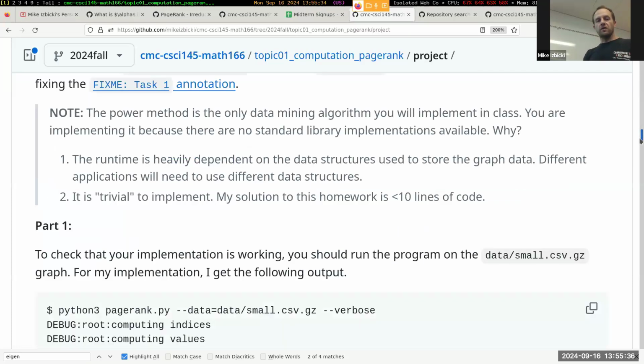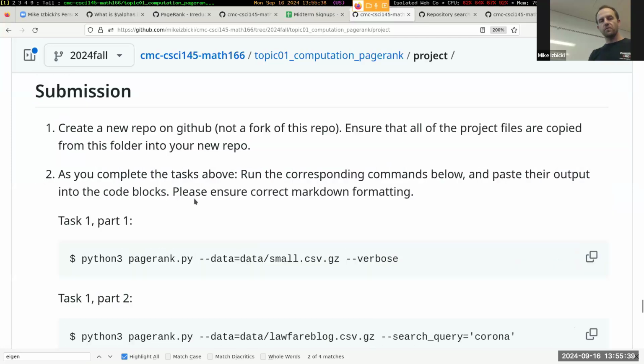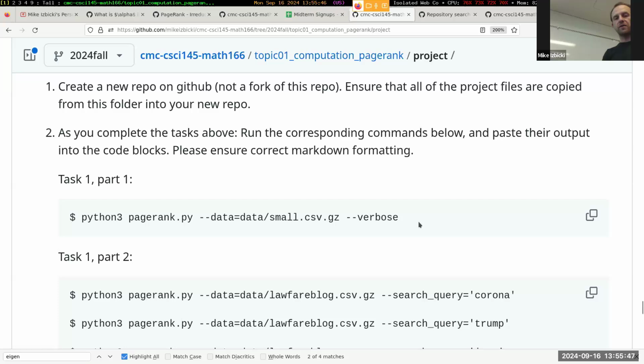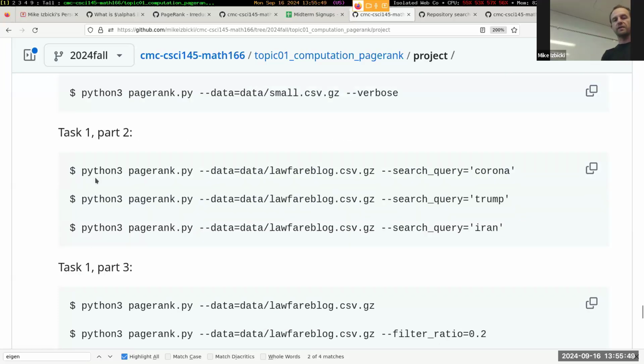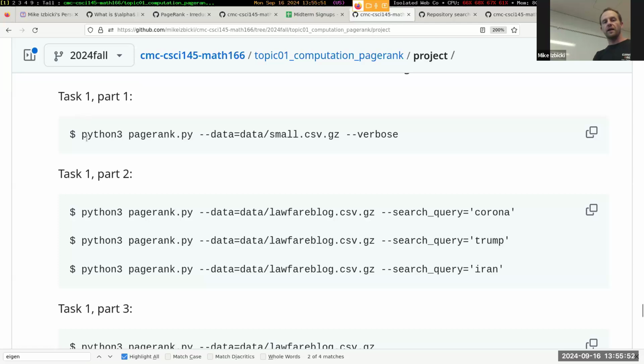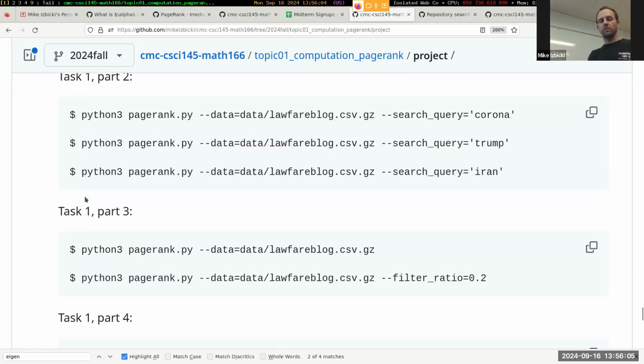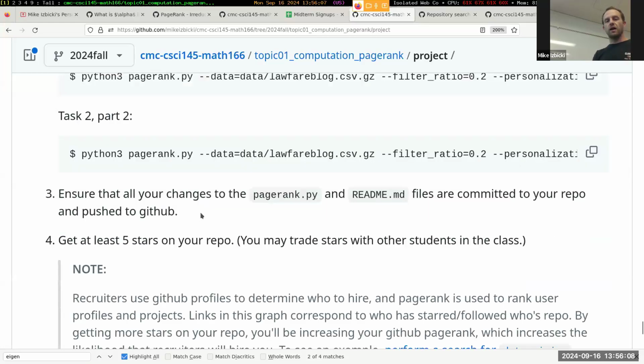Jumping all the way down here now to the submission section. To submit this assignment, you'll be creating a new repo on GitHub, not forking this repository. Then there's a handful of commands down here that I want you to actually run, and you'll just paste the output of your command in this code block down here so I can see what the output is. And I will grade these assignments by looking at your README file, looking at all these commands, and checking to make sure that the output for these is what it should be. After you do all that, you'll put all your stuff on GitHub and submit the link to Sakai.